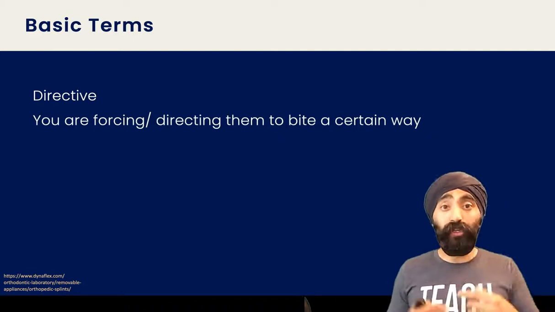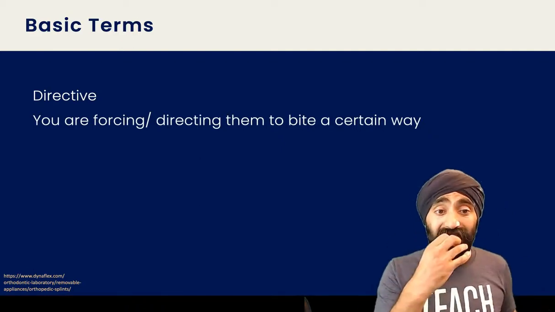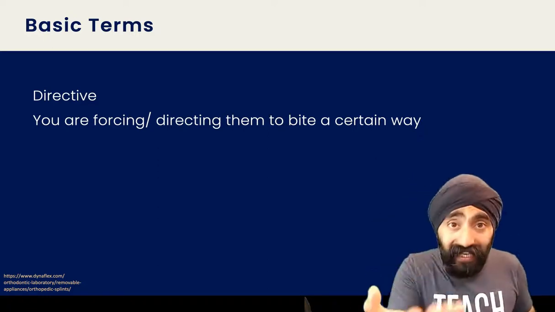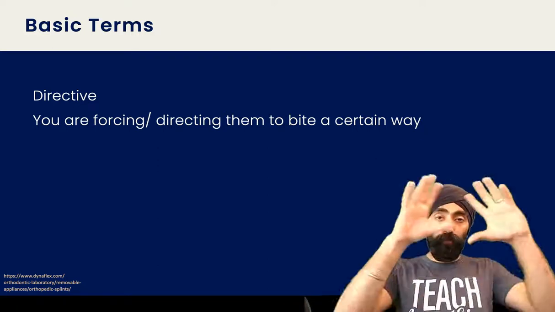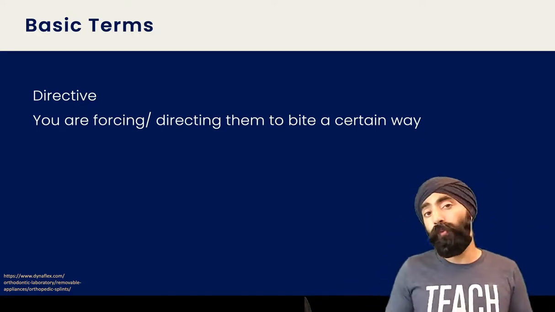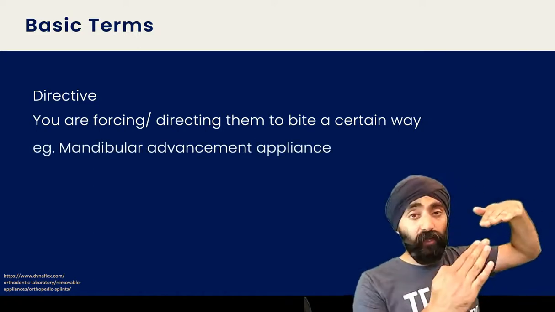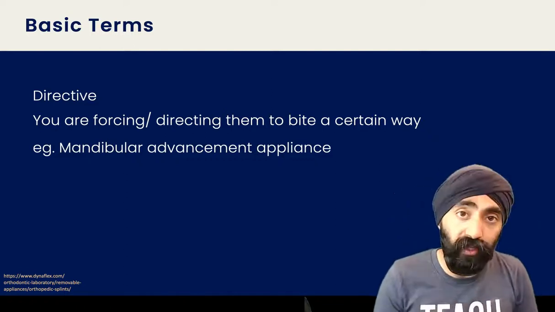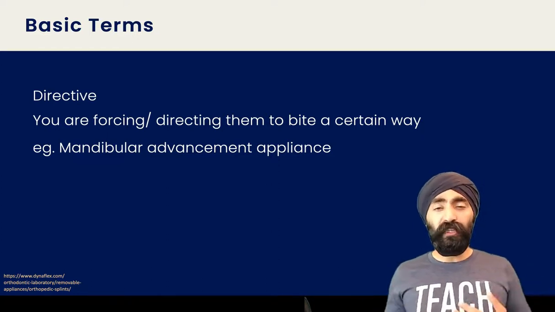There's one type called a directive appliance. And this is something where you give them an appliance and it's forcing them to bite in a specific way, i.e. it's directing their jaw in a specific place. This is a very niche group of appliances that as a GDP, you probably won't be prescribing. If you've ever given anyone a mandibular advancement splint or an anterior repositioning splint, this is a type of directive appliance because you're forcing the jaw to bite in a different way. So this is something that's, like I said, quite niche.